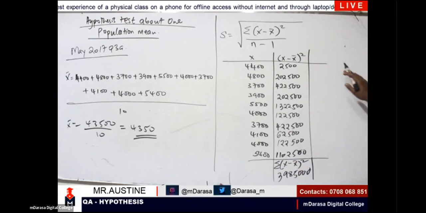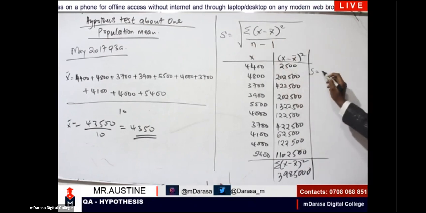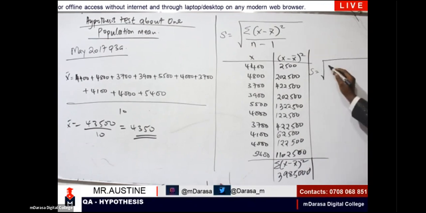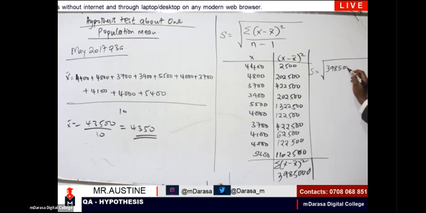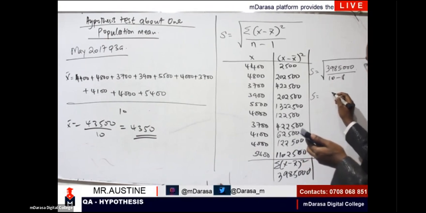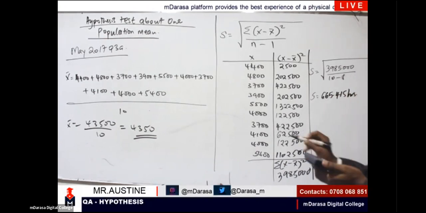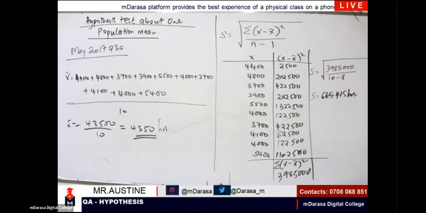So once we have this, we already know that the standard deviation is given by the square root of the summation, 3,985,000, divided by 10 minus 1. 10 minus 1 is 9. So 3,985,000 divided by 9, then you get the square root of the answer. The standard deviation is 665.415 hours.